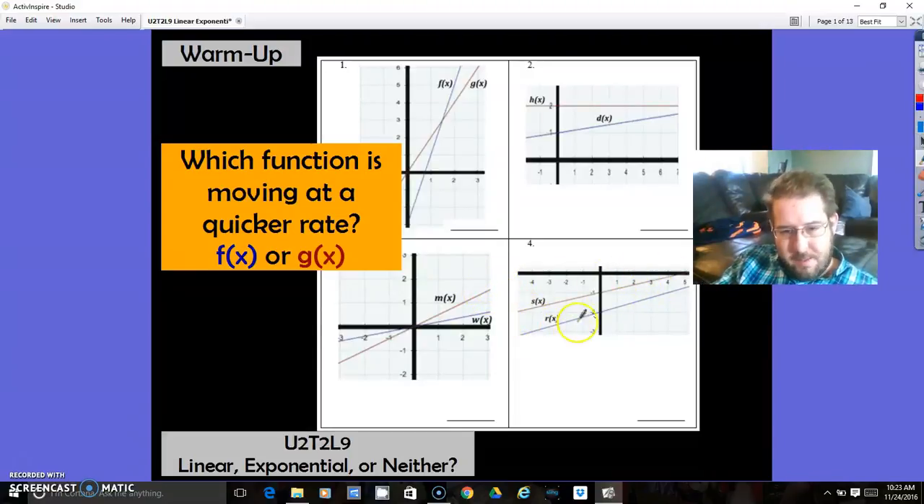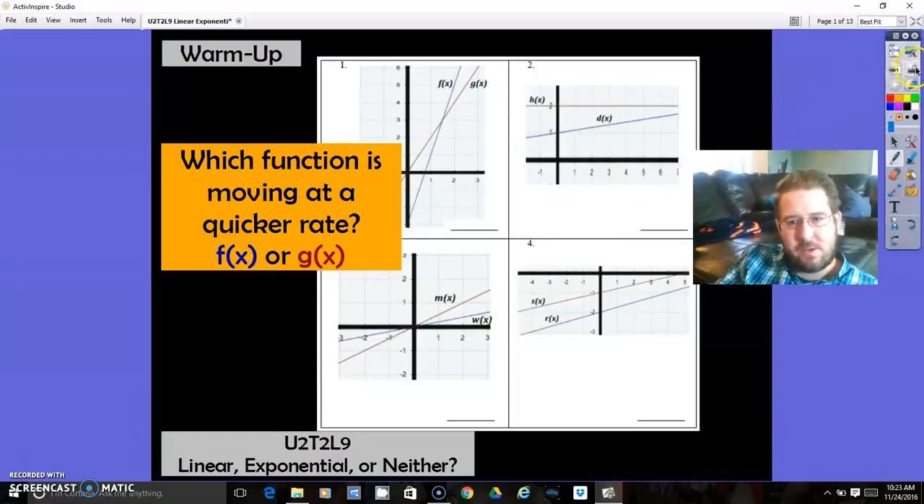These two look similar. They look like they're parallel, but they're not. They're closer. S of x and r of x are getting closer and closer together, which means they are not going at the same rate. And the r of x is actually the one catching up to the s of x. So if we were to continue this graph further, sooner or later, r of x would actually surpass s of x because it's going up at a slightly, ever so slightly, faster rate.